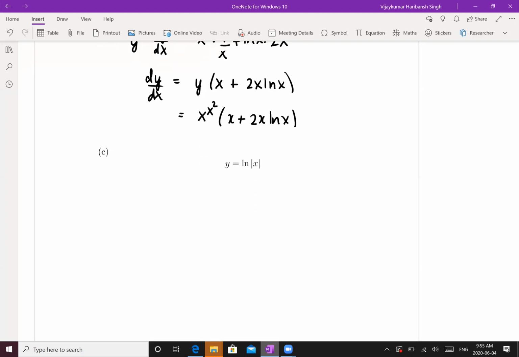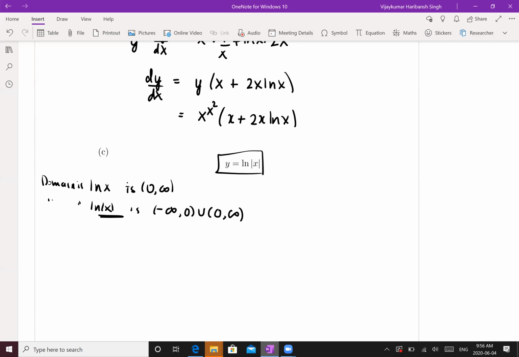Now, how about this one? Y equals absolute value of ln x. So note, why are we talking about this? Note the domain of ln x is 0 to infinity, whereas the domain of ln of absolute value of x is minus infinity to 0, union 0 to infinity. So in some sense, this function is better because it's defined on all real numbers except at 0.